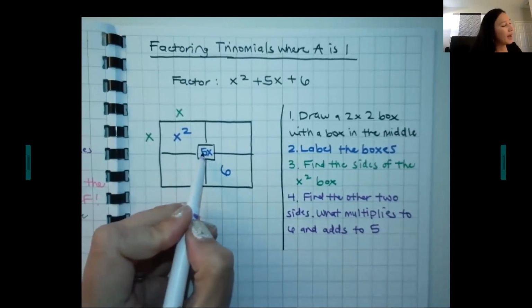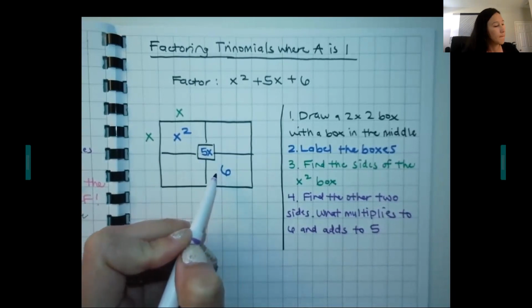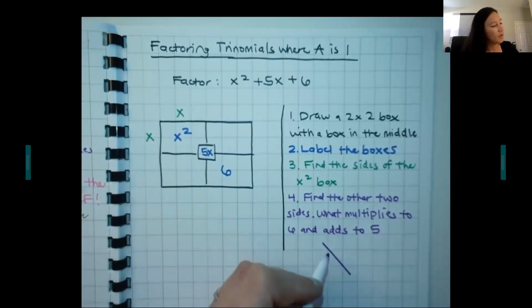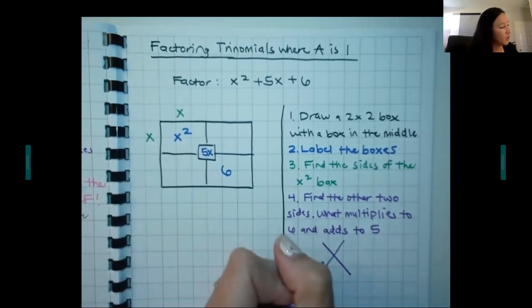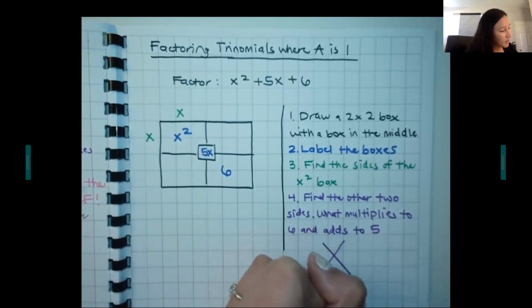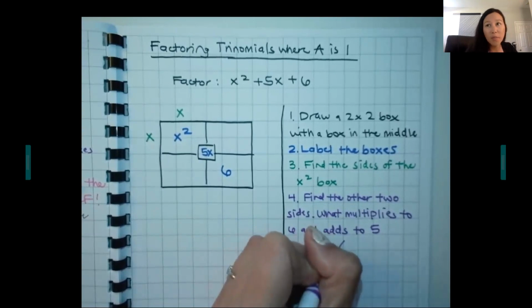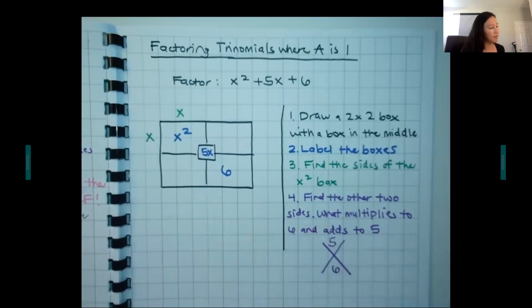So they have to add to 5, but multiply to 6. So maybe you guys have done this before, the x. And so you're trying to find what multiplies to 6. I forget if the multiply goes on the top or the bottom. So what multiplies to 6 and what adds to 5?